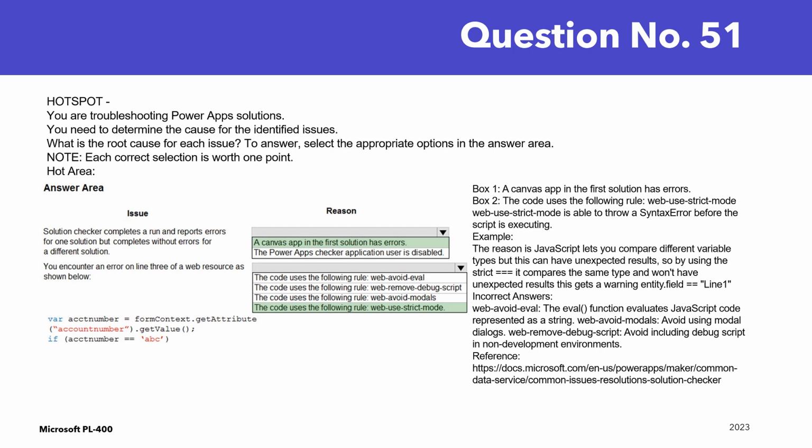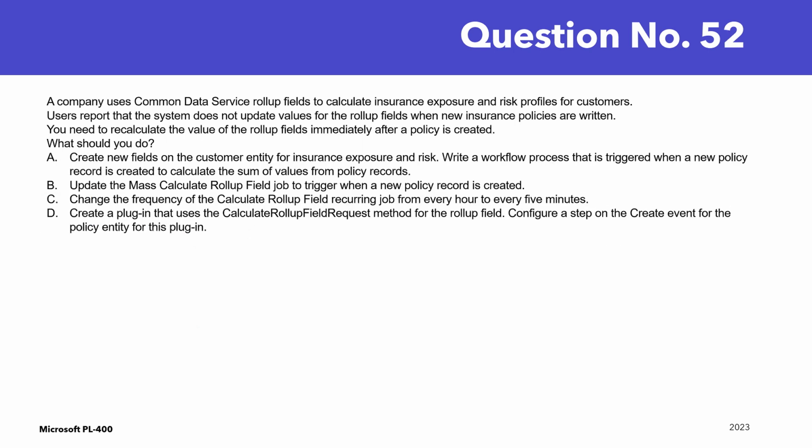A company uses Common Data Service roll-up fields to calculate insurance exposure and risk profiles for customers. Users report that the system does not update values for the roll-up fields when new insurance policies are written. You need to recalculate the value of the roll-up fields immediately after a policy is created. What should you do?